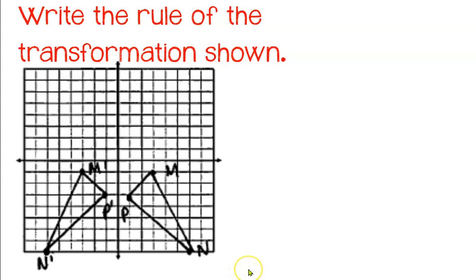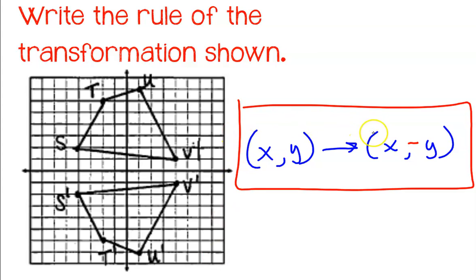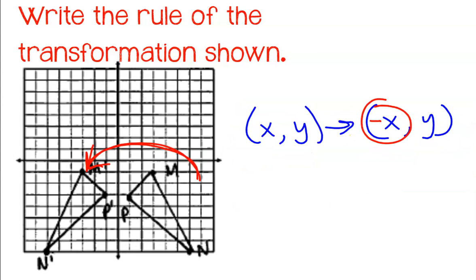I have triangle MNP. It looks like it started on the right, but it ended over here on the left. That's a reflection over the y-axis. When you reflect over the y-axis, what's the rule? The rule is you change the sign of the x, because a reflection is always opposite. If you flip over the y, you change the x. If you flip over the x, you change the y, right? That's what we did here. So this is how you write a math rule.